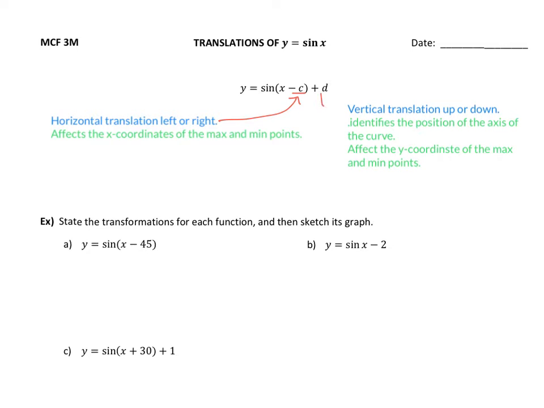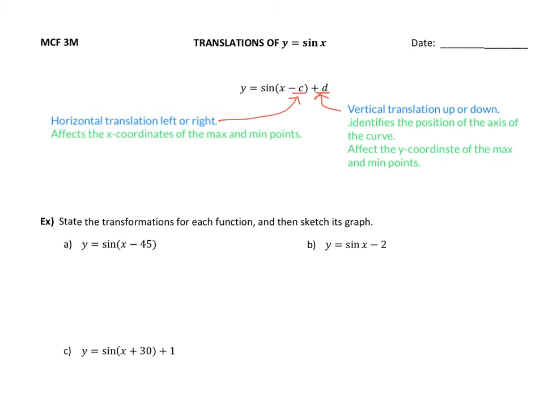The d on the end is your vertical translation, up or down. Now that identifies the position of your axis of the curve. So if your axis of the curve was at y equals 0 for y equals sine x, and you slide that curve up 1, then your new axis of the curve will be at y equals 1. If you were to slide the curve down 5, then your new axis of the curve would be y equals negative 5. It also will affect the y-coordinate of the max and the min points.